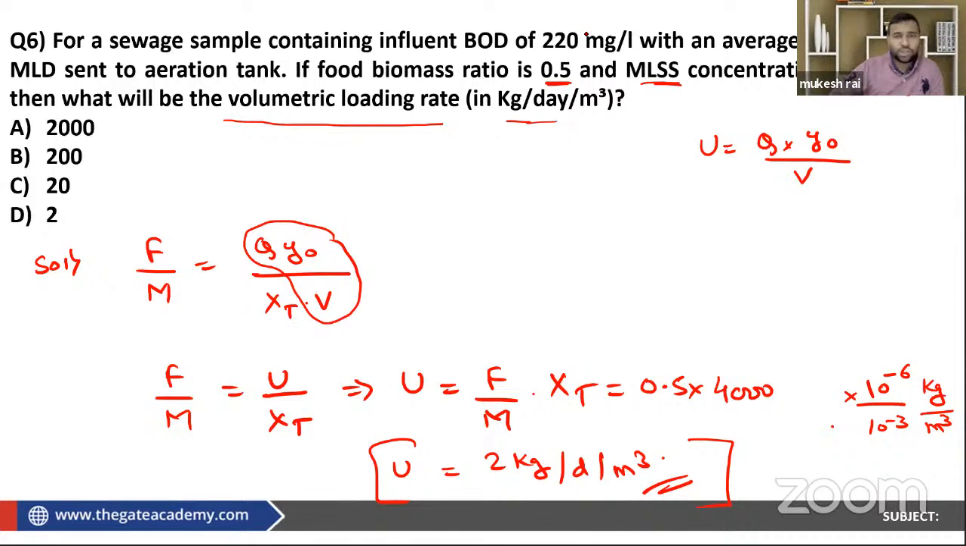So this is the data which is given here, that is fake data. Again, the data which is given here is also fake data, because we don't want to use that data. We will directly use the food to microorganism ratio and the MLSS concentration, that is the XT value. That is the final answer of this question.